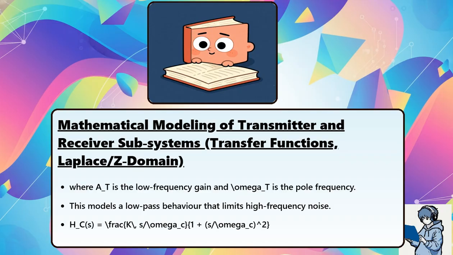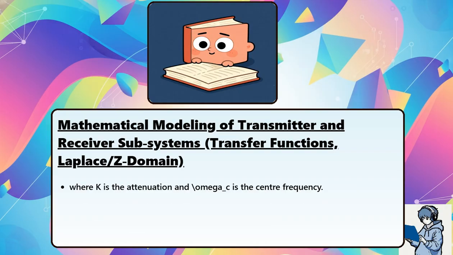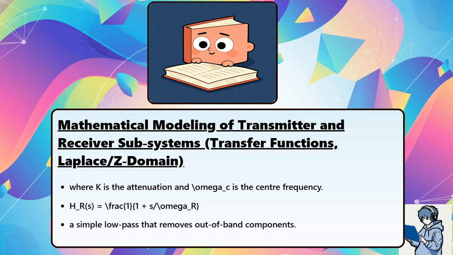H_c(s) equals k s over omega_c, divided by 1 plus s over omega_c, squared. Here k is the attenuation and omega_c is the center frequency. H_r(s) equals 1 over 1 plus s over omega_r. This is a simple low pass that removes out-of-band components. H(z) equals the sum from k equals 0 to n minus 1 of h_k z to the minus k.